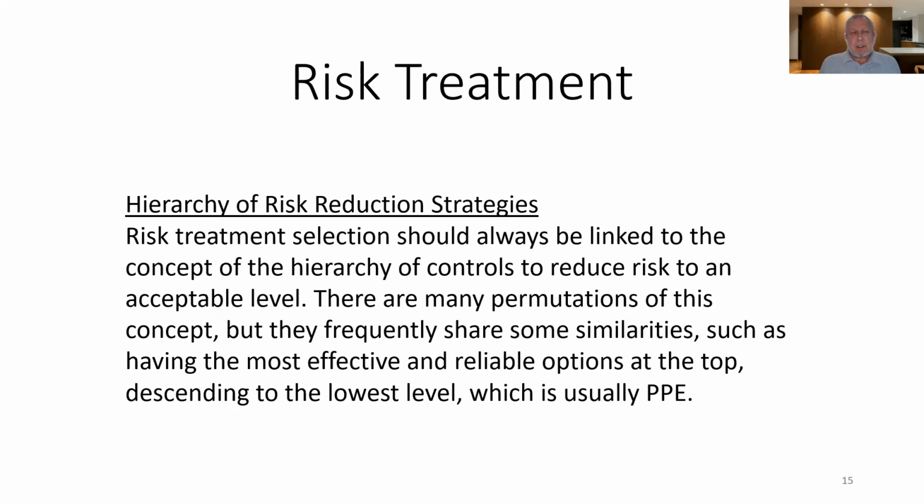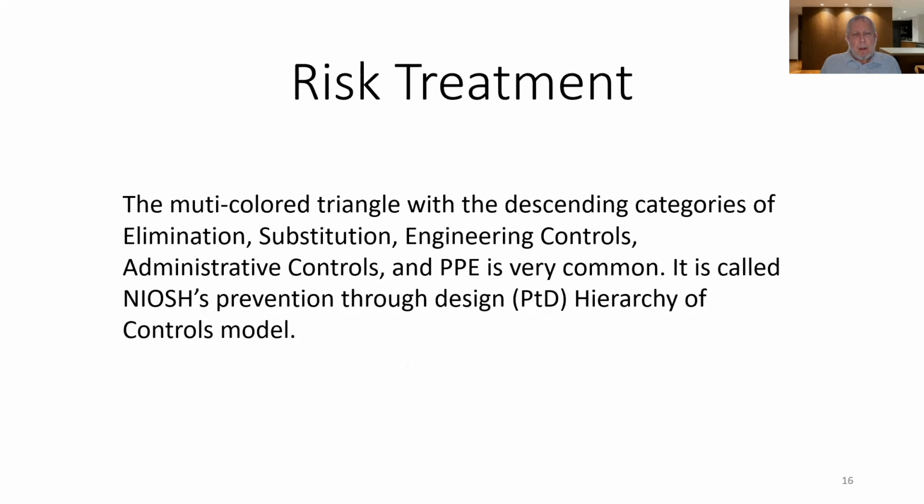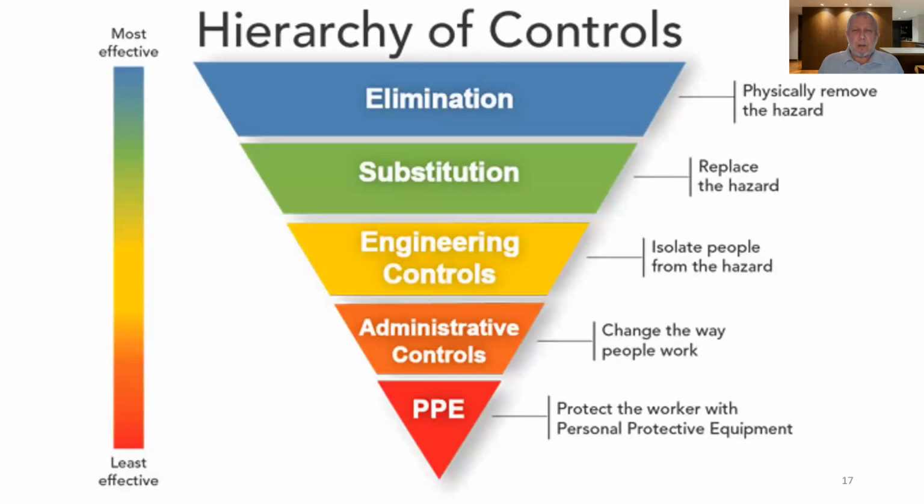Hierarchy of risk reduction strategies. Risk treatment selection should always be linked to the concept of the hierarchy of controls to reduce risk to an acceptable level. There are many permutations of this concept, but they frequently share similarities, such as having the most effective and reliable options at the top, descending to the lowest level, which is usually PPE. The multicolored triangle with the descending categories of elimination, substitution, engineering controls, administrative controls, and PPE is very common. It's called NIOSH's Prevention Through Design, PTD hierarchy of controls. And that's the one that we're going to use in this course.